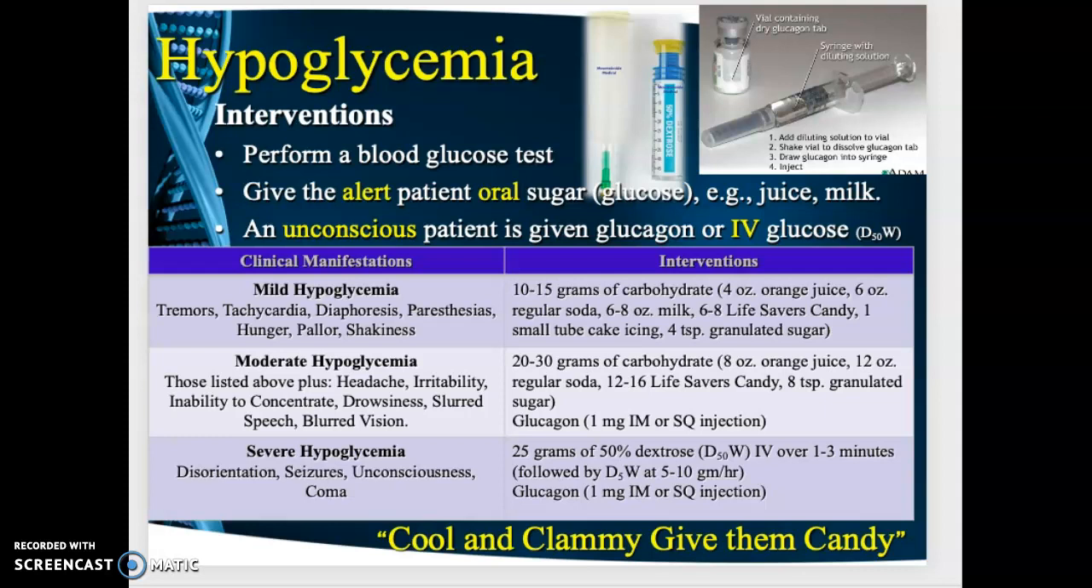And then if the patient continues to progress and they go into what we call severe hypoglycemia, this is where they have severe disorientation, seizures, unconsciousness, coma. Like we said before, we would never give this person anything by mouth because of the decreased level of consciousness. This person needs about 25 grams of sugar, usually about 50% D50W through the IV, or give them a glucagon injection, or both. And just remember that statement that we talked about, cool and clammy, give some candy.